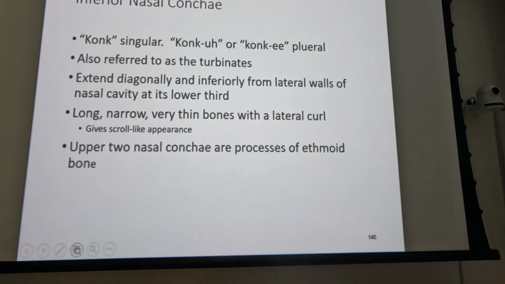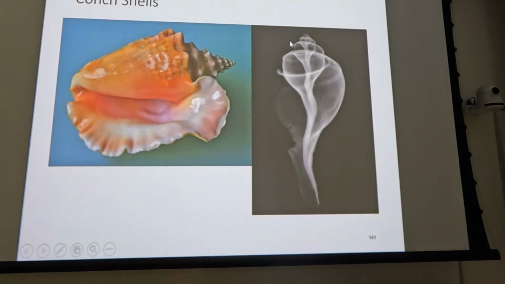And that's the purpose, again, for those turbinates to increase that mucosal lining to warm the air up before it gets down inside. If it's 68 degrees inside the OR, they're just not going to be able to keep up if the patient's already going into shock. So anyway, just a little bit of a divergence. That's a conch shell. If you've never seen one, that's what a conch shell looks like. That's what a conch shell looks like on X-ray.